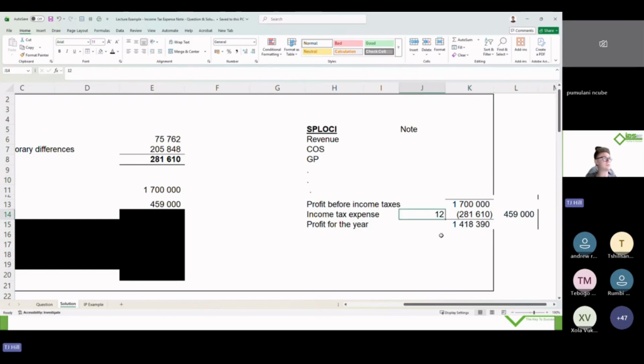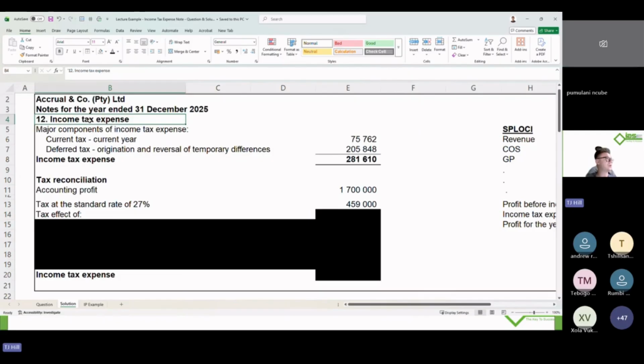Okay, so go to note 12. They then travel here to note 12. They see here, okay, some of it's current, some of it's deferred. Great, I'm still getting there. How did you get there? If I go and I do that, now you're going to explain it to them.